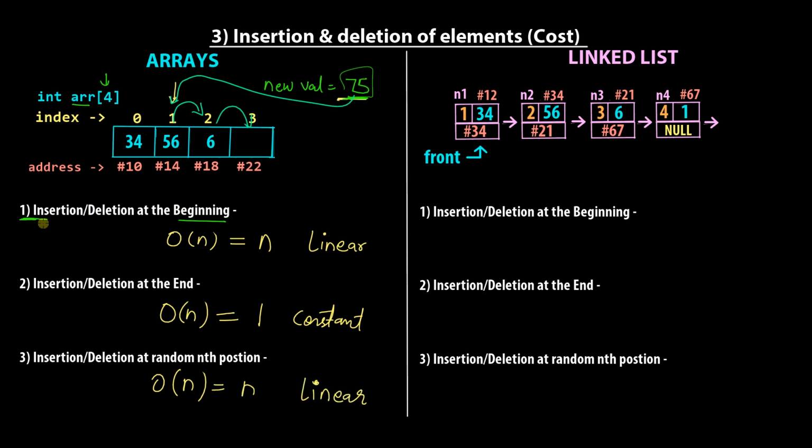Now the reason why insertion at the beginning and insertion at random nth position have the same time complexity, because in a real world scenario obviously it is not going to be same. The time required to insert at a random nth position is going to be slightly less than the time required to insert at the beginning, because when you insert a new element in the beginning, all the elements have to be shifted ahead. But when you want to insert at this index position, you can see we did not have to move 34. We only had to move 56 and 6.